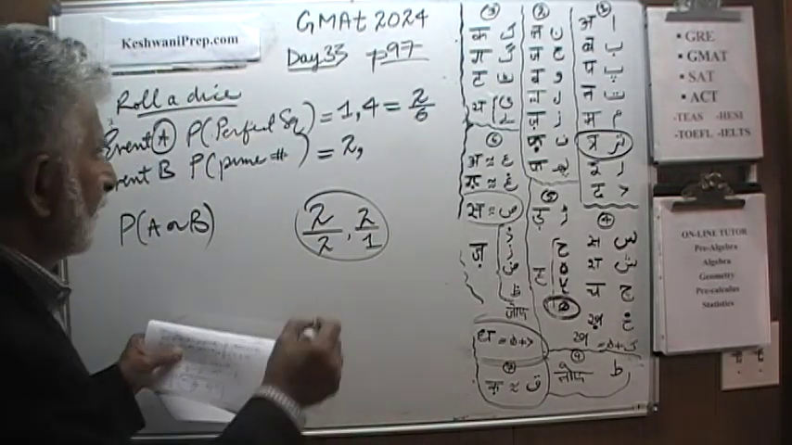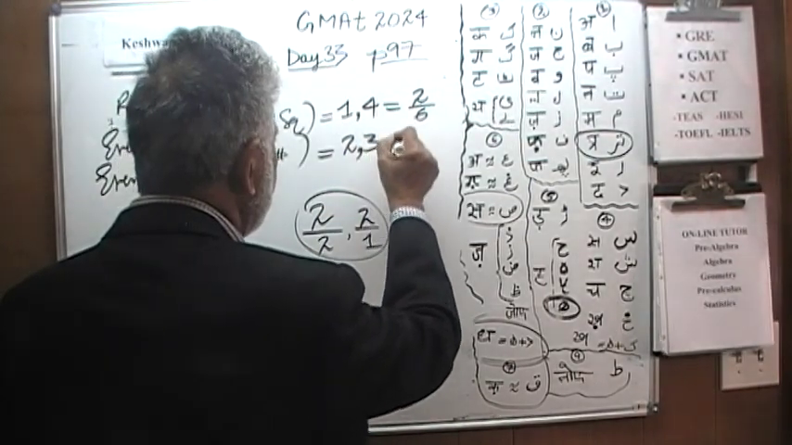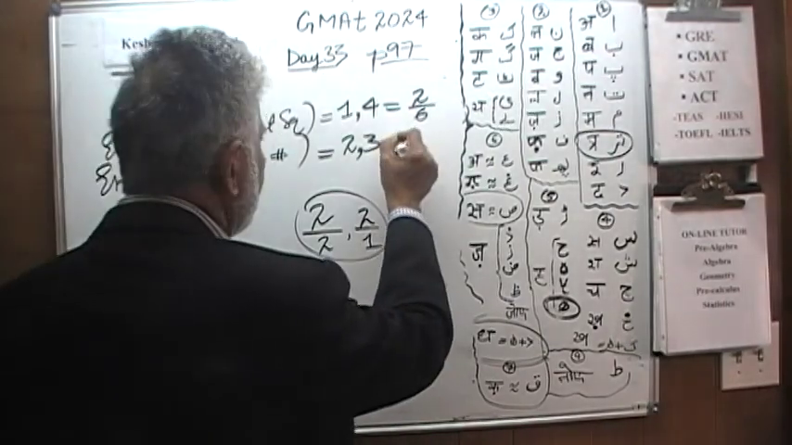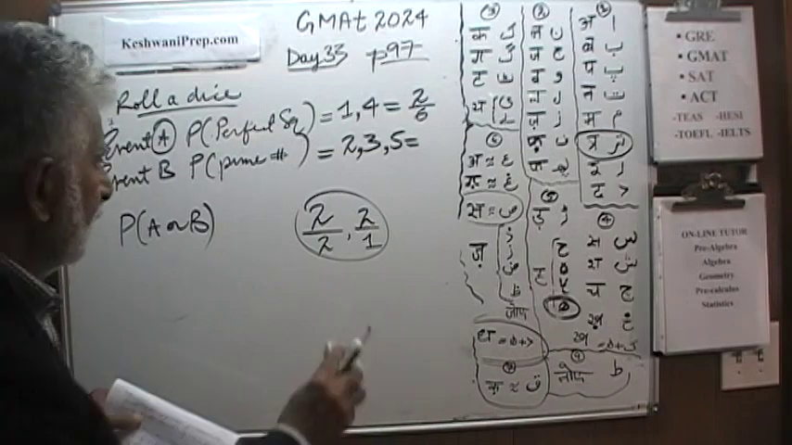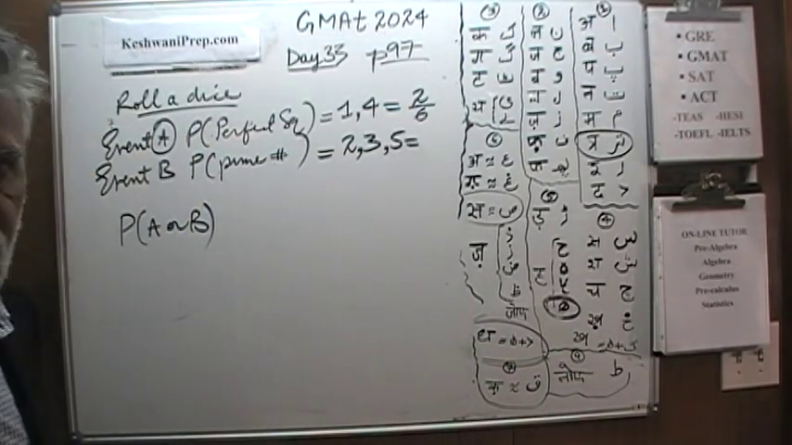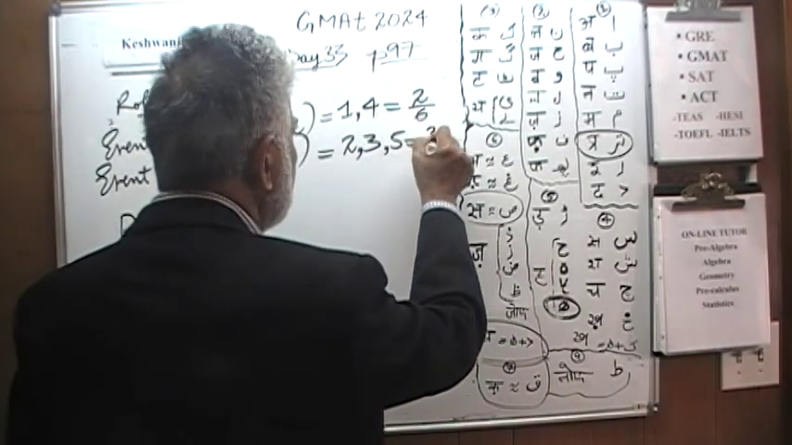The next prime number is going to be 3. Next, 4 is not a prime number. Next one is 5. There are 3 ways we can roll a prime number out of 6.